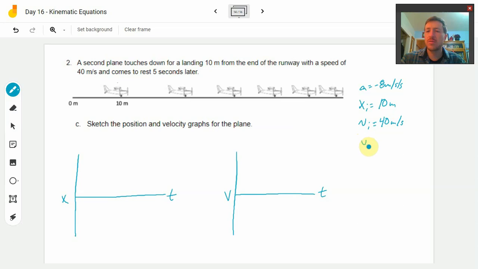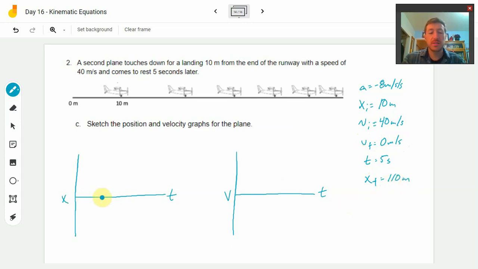And the final velocity was 0. So the velocity after those 5 seconds, time was 5 seconds. And let's see what else. We now know the final position, which was 110 meters.